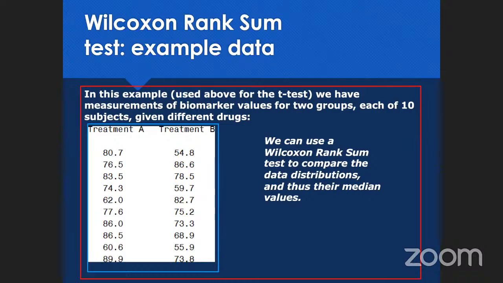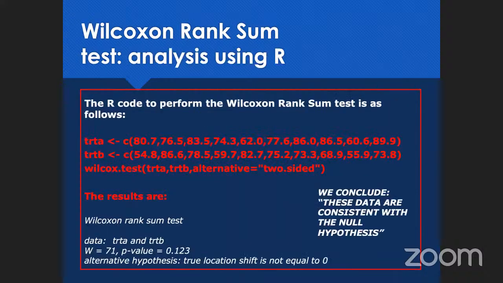So in the example of the biomarkers that we have used previously, of each of the 10 subjects that were given a two-drug, we can use the Wilcoxon rank sum test to compare the data distribution and therefore their median values. So upon entering or coding the data into R and choosing the Wilcoxon rank sum test, the results will conclude that these data are consistent with the null hypothesis.